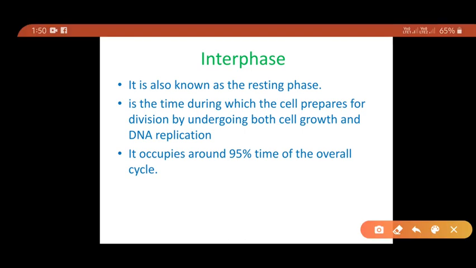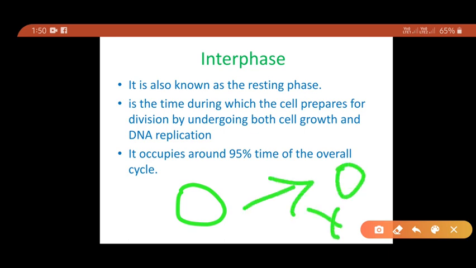During interphase, the cell does not divide like this, but the cell prepares itself. It needs some types of protein and amino acids to grow, so it prepares for the next phase. Interphase occupies up to 90 to 95% of the time in this cycle, so only 5% of the time is occupied by the M phase, that is the mitotic phase.